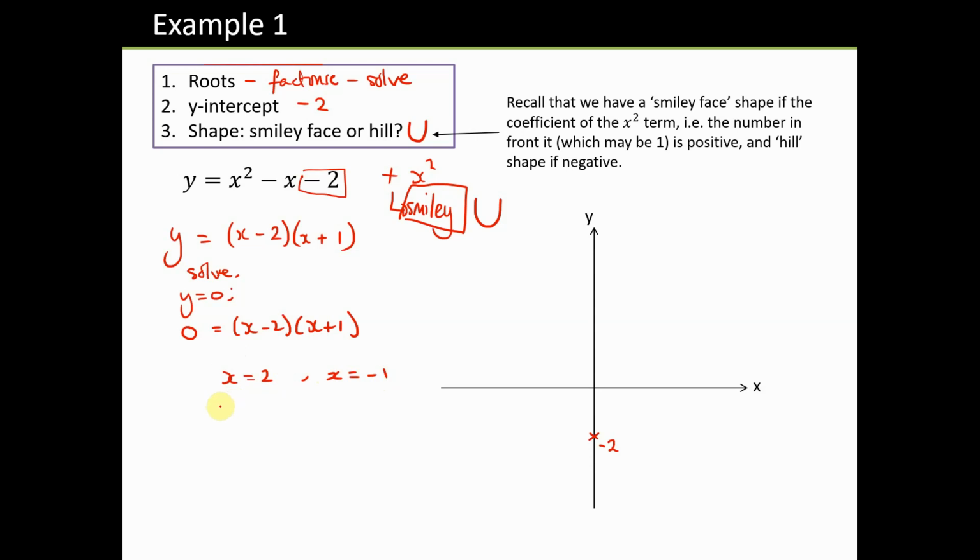The reasoning behind that is because we need to ask when each bracket equals 0. So the solutions are when x minus 2 equals 0 and when x plus 1 equals 0. When we solve this, we add 2 to both sides, so x equals 2. See, we've got the same thing there. And I'm going to take 1 from both sides, so x equals minus 1. So these are our roots.